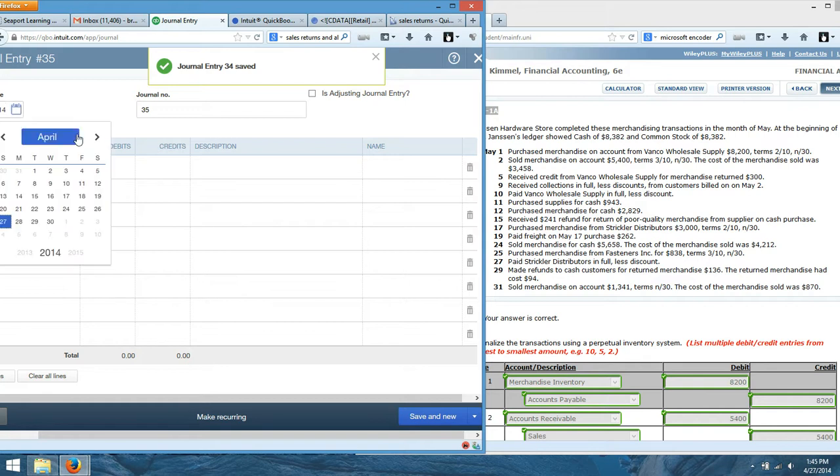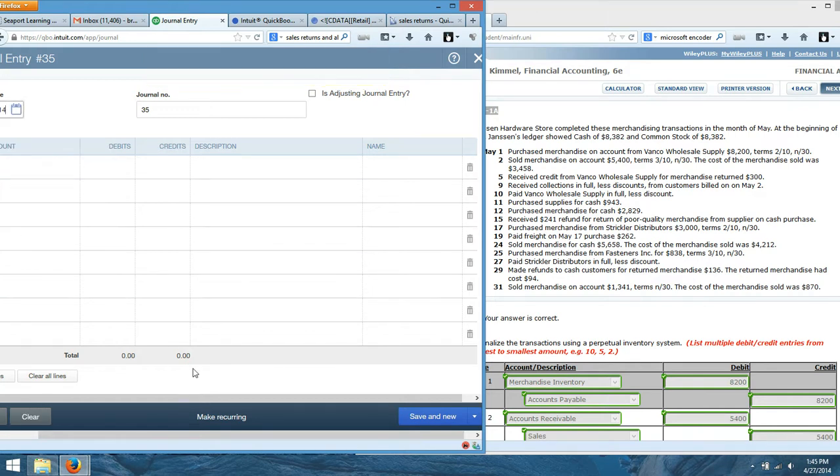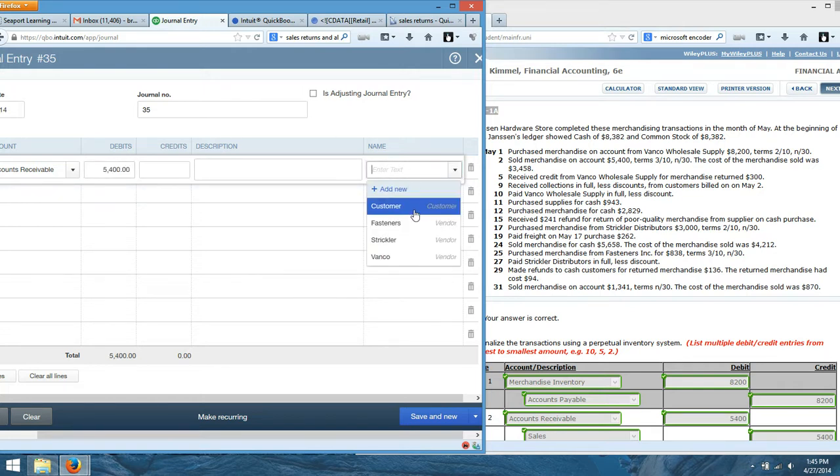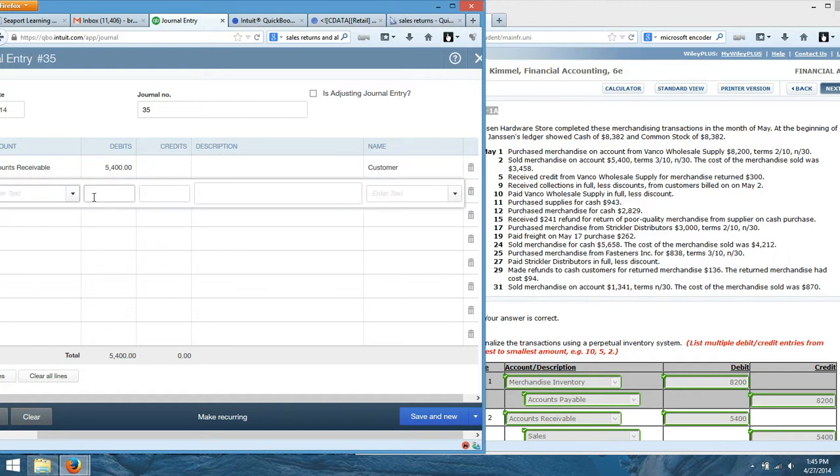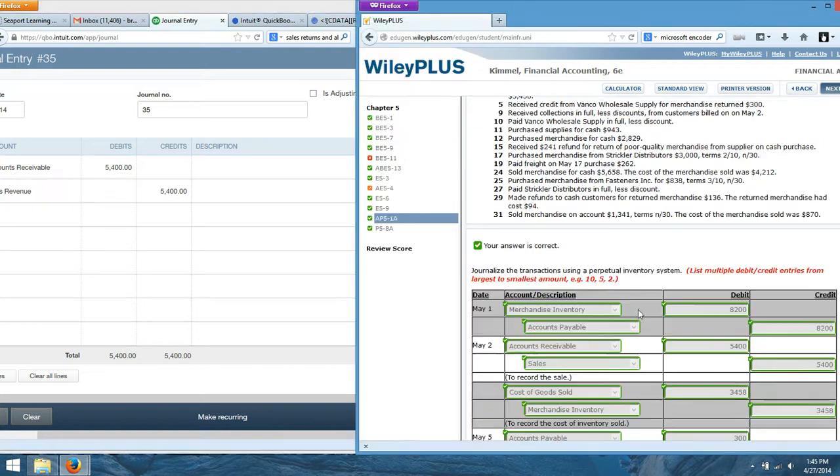And our next transaction is going to be for May the 2nd. And now this one is going to be for sold merchandise, so accounts receivable. And this one is going to be for $5,400. We're going to go ahead and add the name right now. Since it's accounts receivable, it's a customer that paid us. And we're going to go to sales revenue for $5,400, but this actually has two parts.